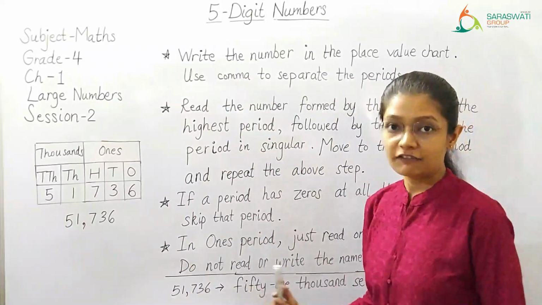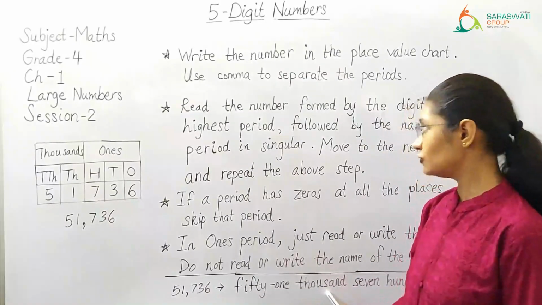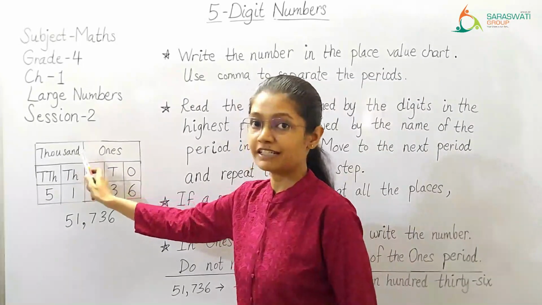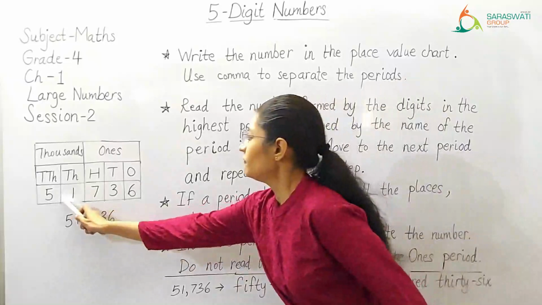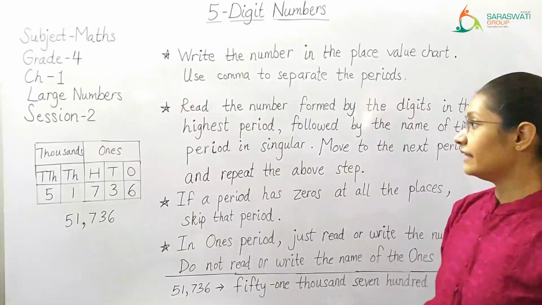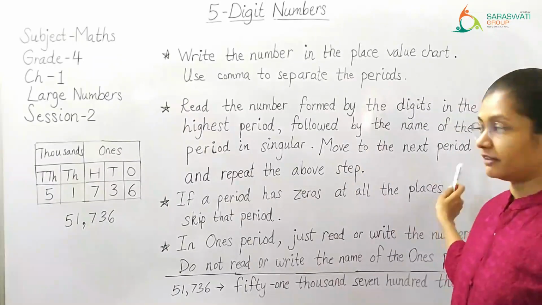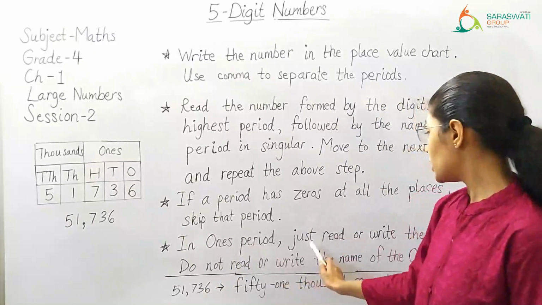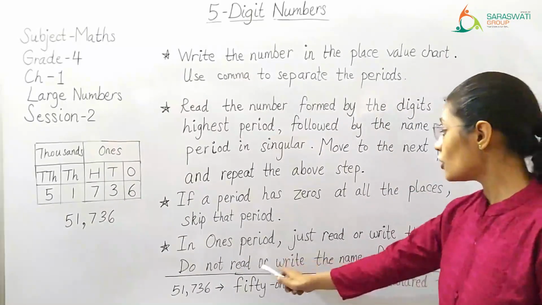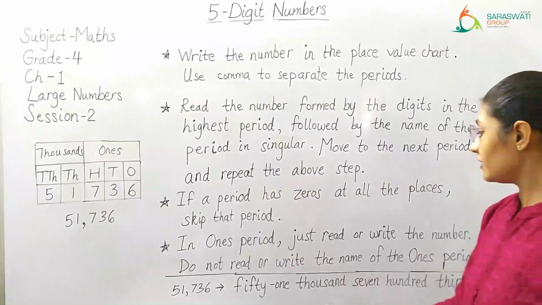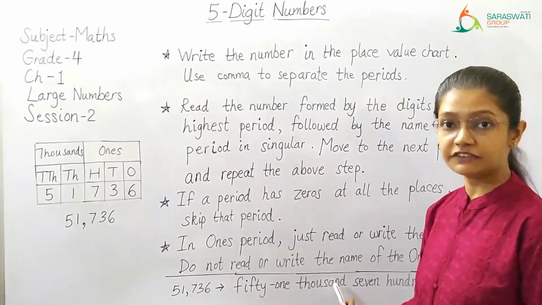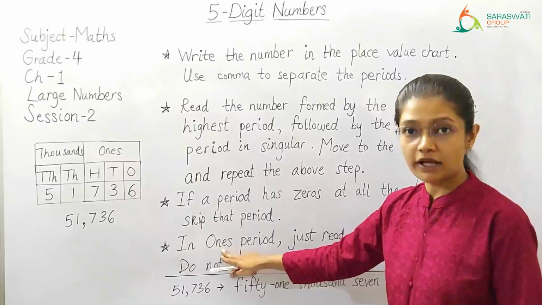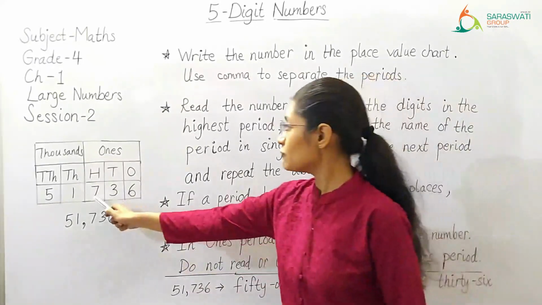So we will write it in the form of words as 51,000 because it is followed by the name of the period in singular. So name of the period is thousands, but in singular we will write thousand. So 51,000. Then we have to move to the next period. Now next period is ones period. Right? Looking at this rule, in ones period, just read or write the number. Do not read or write the name of the ones period. Over here in thousands period, how we write the period's name? In ones period, we do not have to write the name of ones period. We do not have to mention ones in the number name.